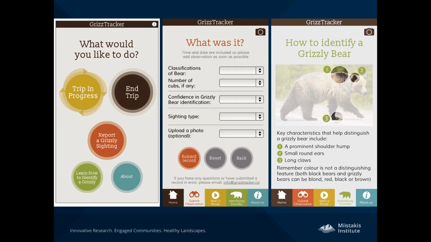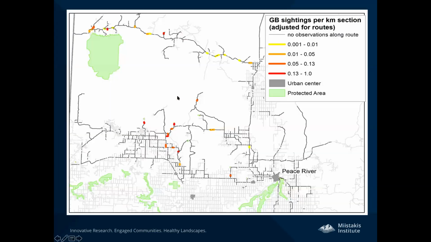So we were able to calculate, as a function of how long they were out there and the distance they went, the relative amount of observations of grizzly bear. It allows us to normalize the data to effort, which makes the information gathered much more useful.